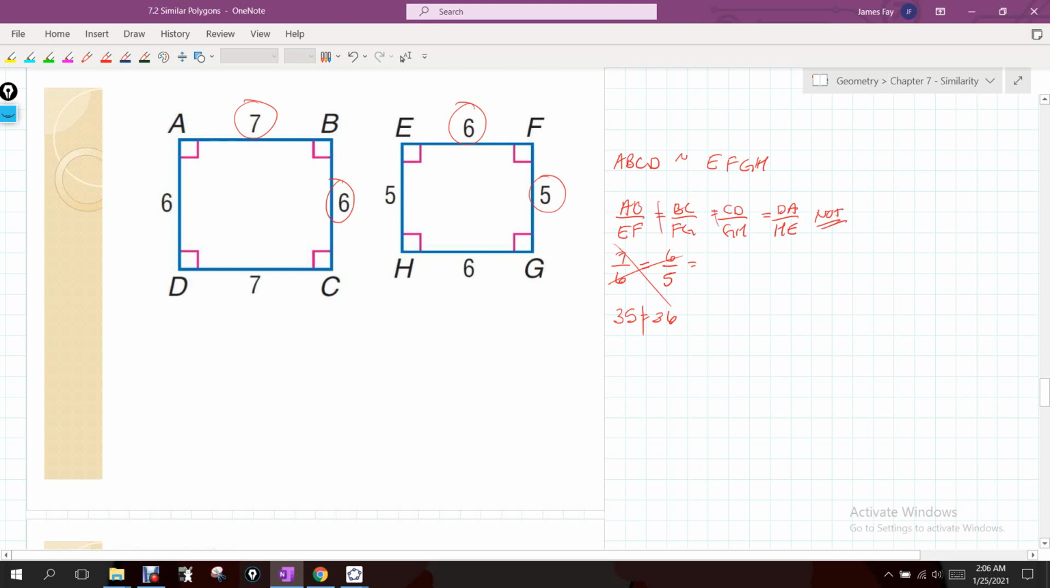Okay, this is not a true extended ratio. So if that's the case, these are not similar quadrilaterals. Basically meaning not all rectangles are similar. If I have two rectangles, they don't necessarily have to be similar.